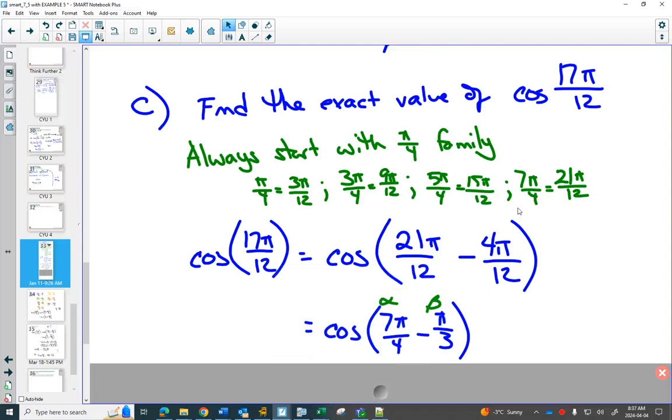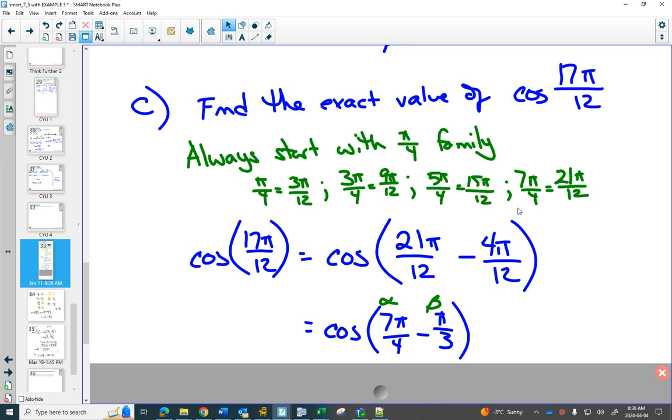What we discovered yesterday is that if you have a pi over 12 family, and you want to find two things that add or subtract, there is always, always, always going to be a pi over 4. And it actually does not matter which pi over 4 you choose. They will all work and give you the exact same answer. So that's kind of nice. Like, I chose 7 pi over 4 for 21 pi over 12.